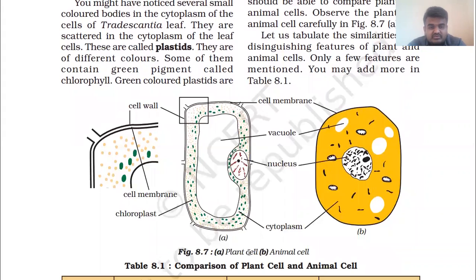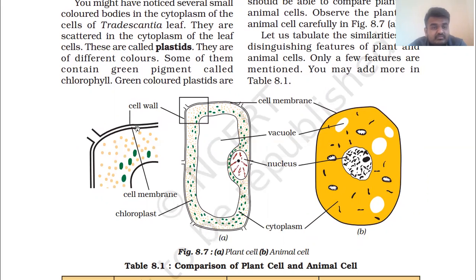In A, you can observe this plant cell, in which the cell membrane is present and the vacuole is present, but it is quite bigger. Observe here, in the plant cell it is much larger, while it is very small in the animal cell. Next one is the nucleus. In the animal cell, the nucleus is at the center, while here it is at the side. Next is the cytoplasm, which is simply jelly-like material between the nucleus and the cell membrane.